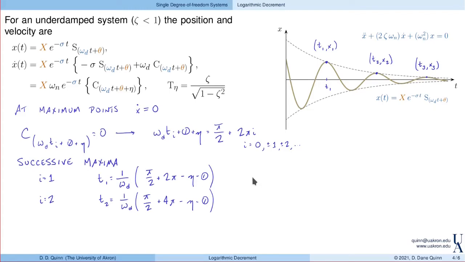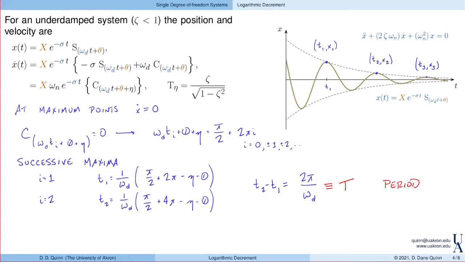Looking at the difference between these two, T2 minus T1, well, all of these phases cancel out, right? So I've got an eta here, and I've got another one there. The pi over 2 drops out. And in fact, 4 pi minus 2 pi is equal to 2 pi divided by omega d. And this is defined as the period. It's the period of the oscillations.